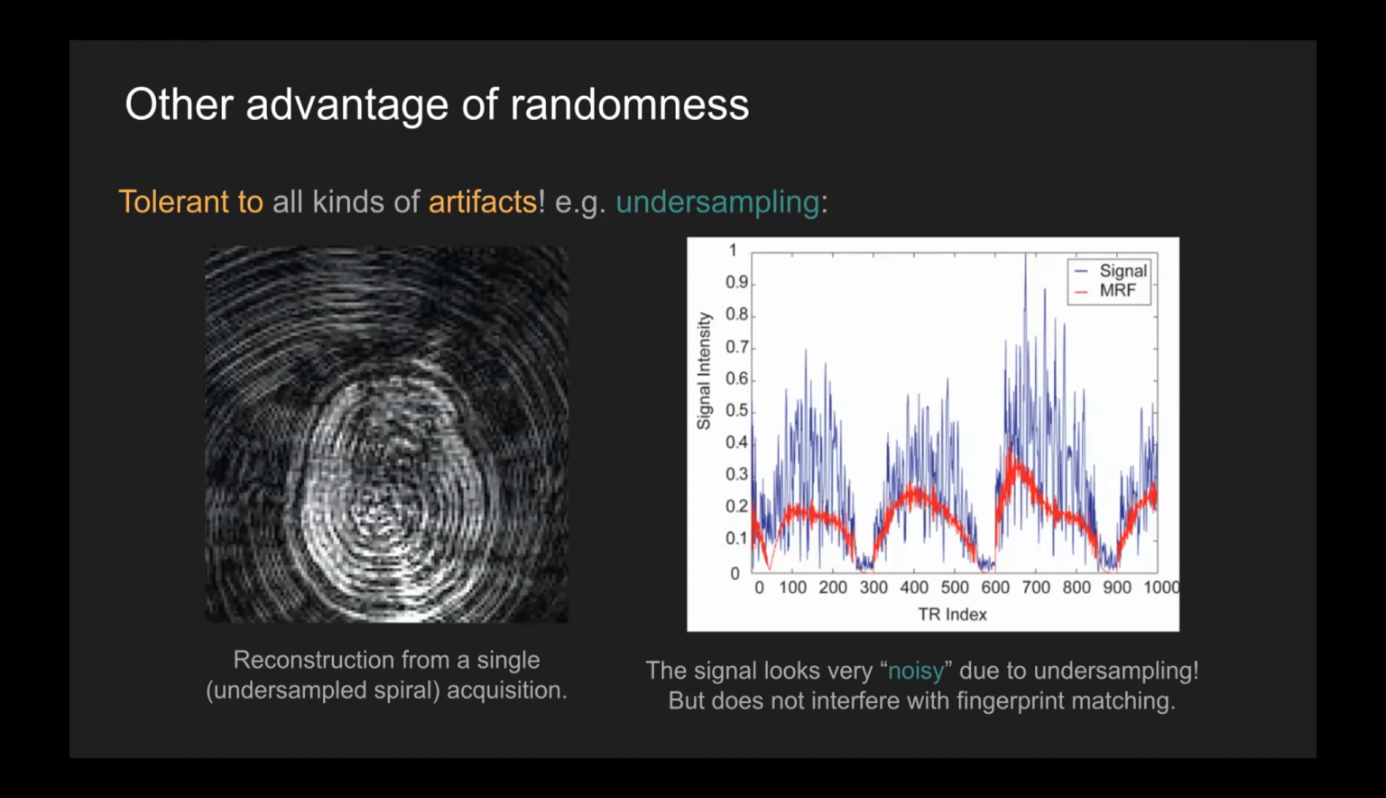The blue line represents the signal that we measure, and the red line represents the fingerprint that we were trying to match it to. So we want them to look about the same shape, which they are, but we see that the blue signal is much noisier. However, it still matches the shape, and all of these undersampling artifacts just look like noise. So because the sequence is random, these kinds of artifacts don't interfere with the fingerprint matching.